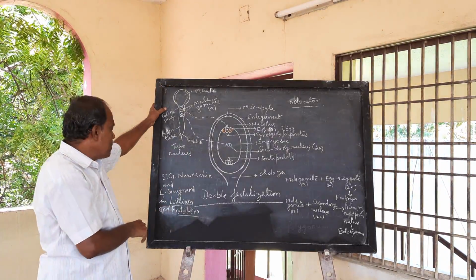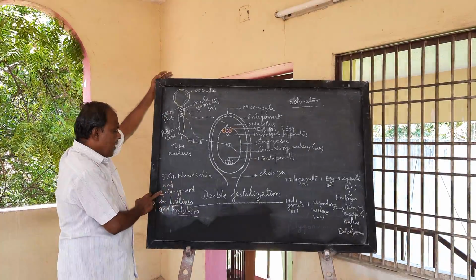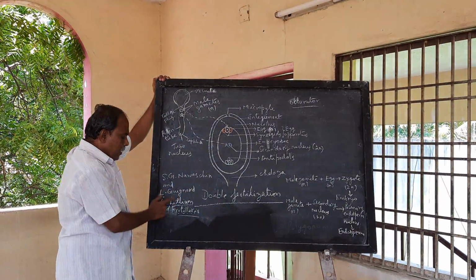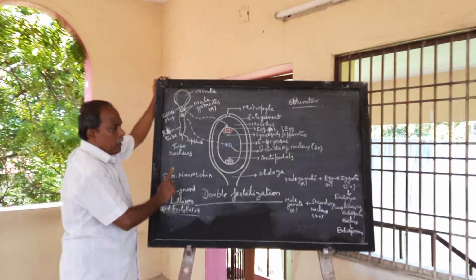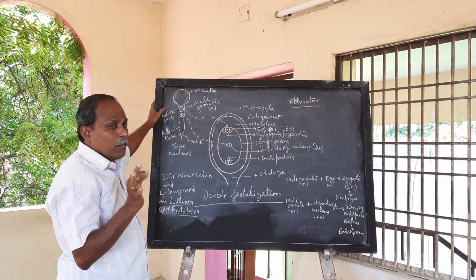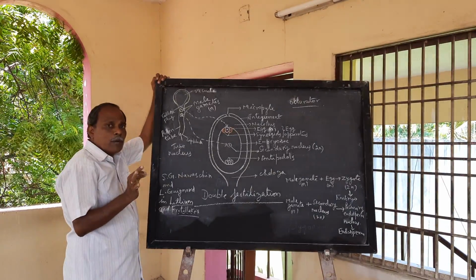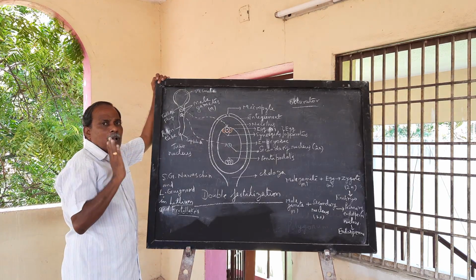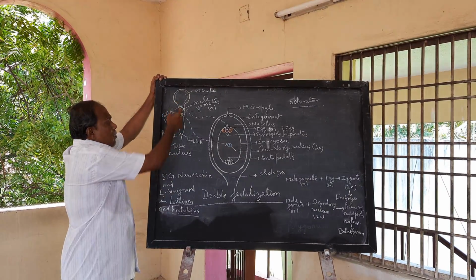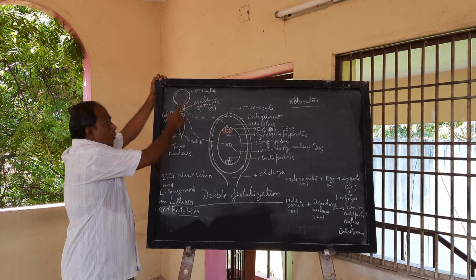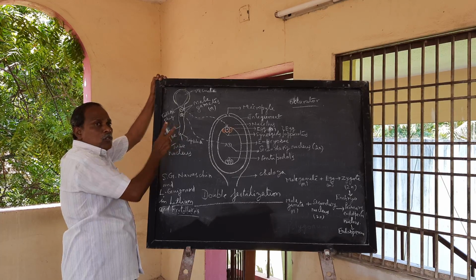Double fertilization was first discovered by Navashin and Guignard in Lilium and Fritillaria. Double fertilization is common only in angiosperms. This is the male gametophyte, the pollen. Each pollen produces two male gametes.